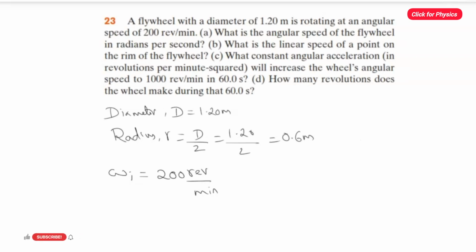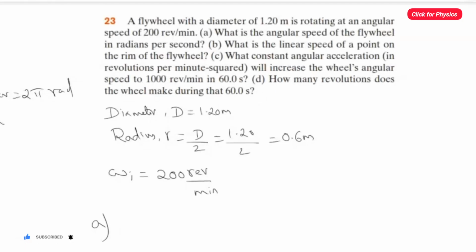So we have to use the rule 1 revolution is equal to 2 pi radian. And also we have to convert minutes to second. So we know 1 minute is equal to 60 seconds. Clear? So I have to use these two equations for converting revolution per minute to radian per second.